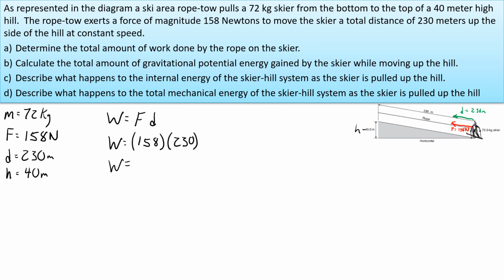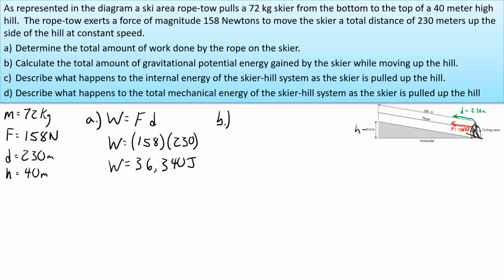We are doing 36,340 joules of work. So you might expect, okay, I'm doing that much work, and that means I must be gaining that much potential energy. Maybe my GPE at the top is going to be 36,340 joules. Part B says, calculate the total amount of gravitational potential energy gained by the skier while moving up the hill.